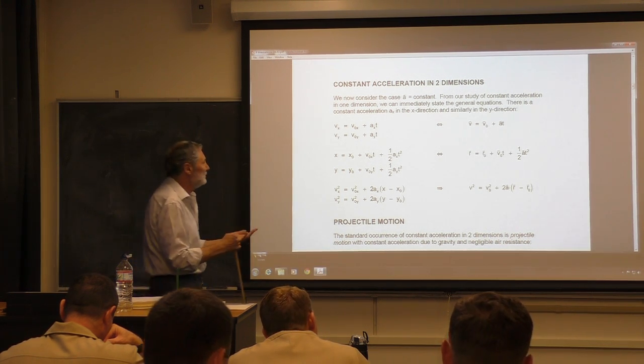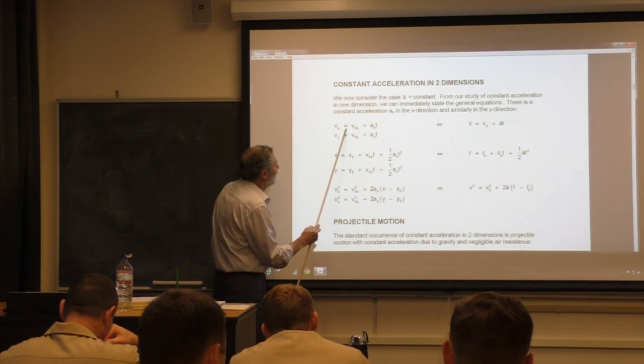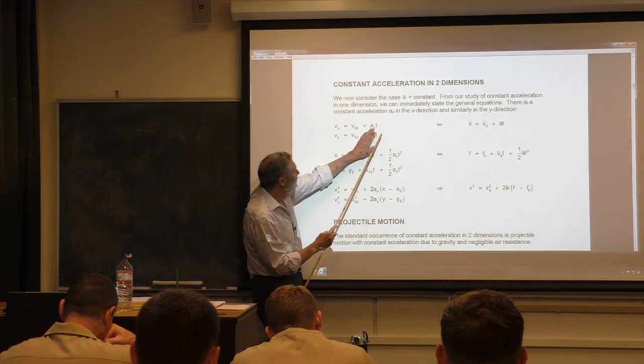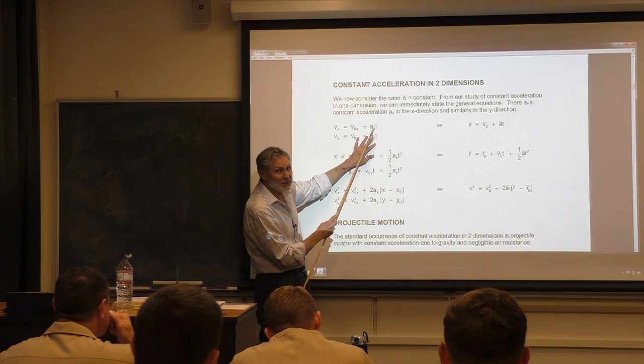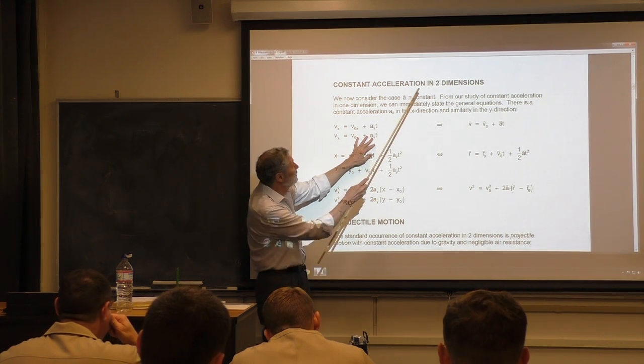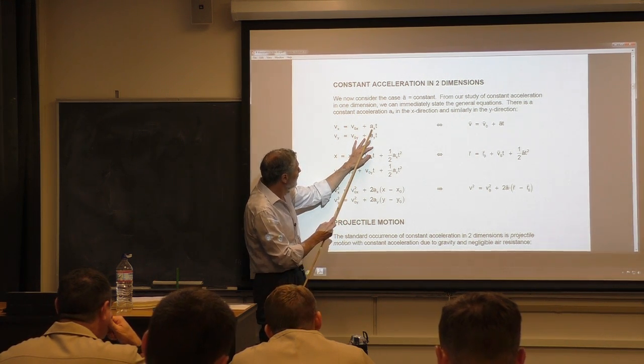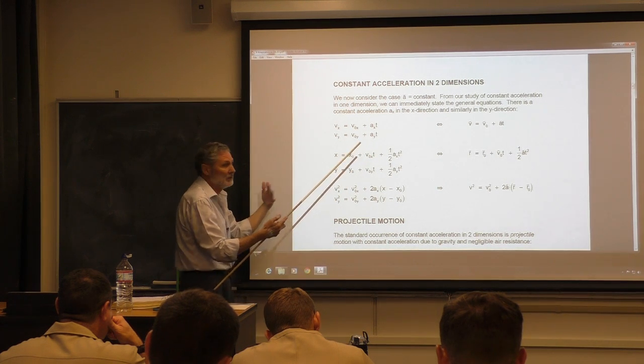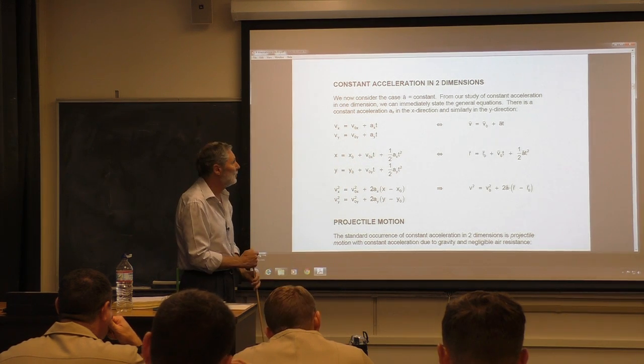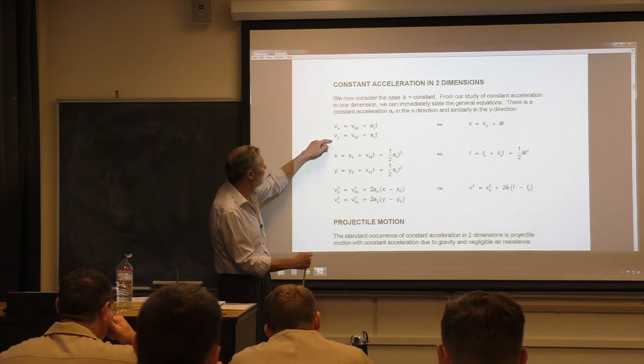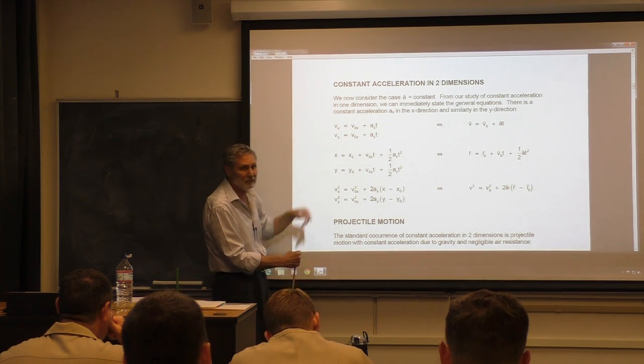Now we just have a duplication here in the y direction. We don't call this a now. We call it the acceleration in the x direction, which is assumed to be constant. And now we have some other arbitrarily constant acceleration in the y direction. So we just write down the same equation, but wherever we see an x, we replace it with a y.